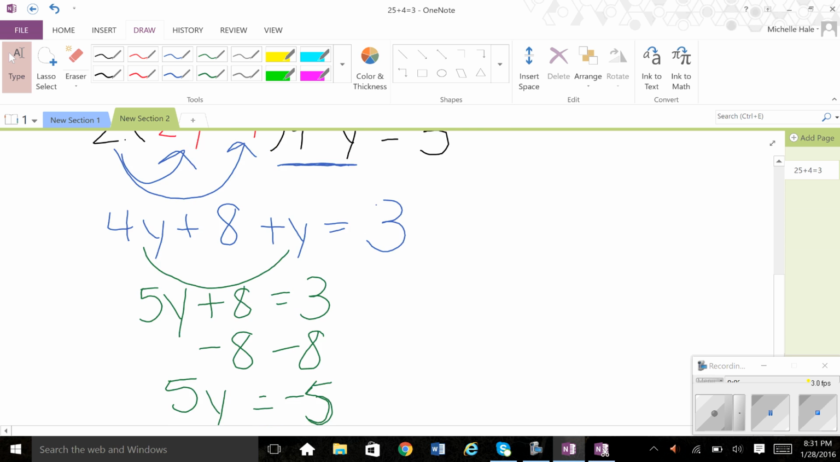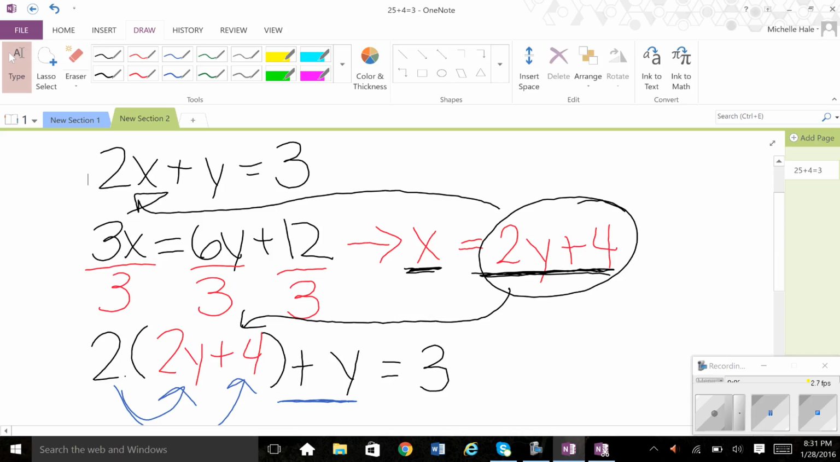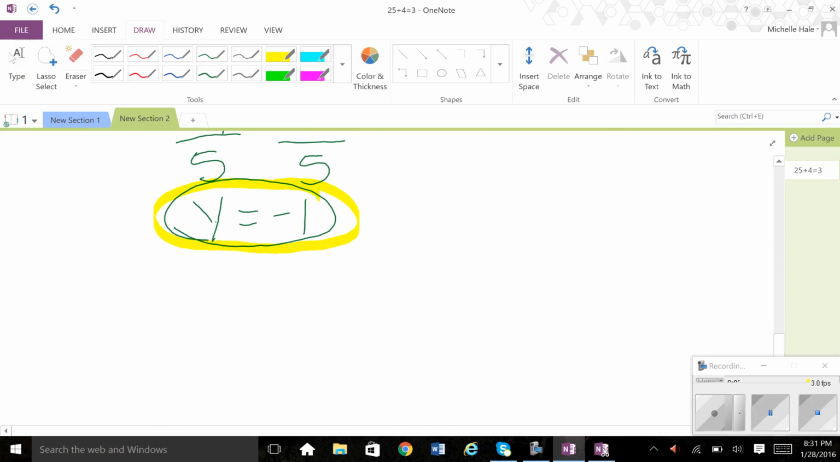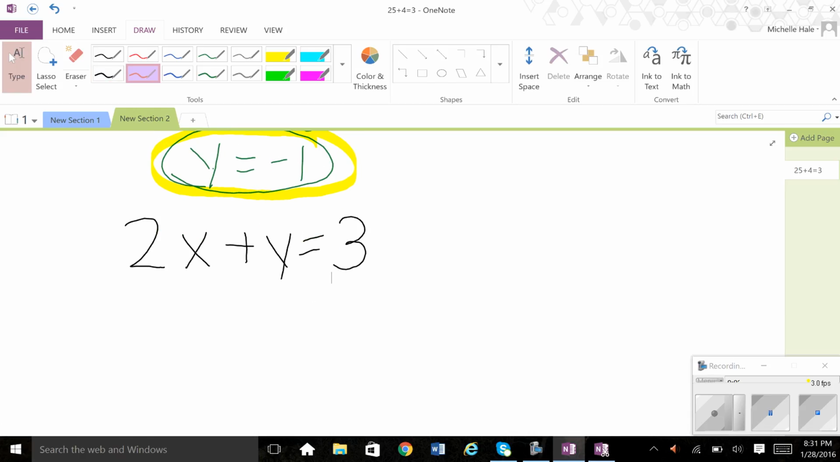Then we want to take any of our original equations. So we have this 2x plus y equals 3, and we have this 3x equals 6y plus 12. I think the first equation is simpler. So I'm going to take that 2x plus y equals 3, bring it back down here. I'll write the full thing again. Okay, so now I'm going to take this y and substitute it in for this y. So since y equals negative 1, we can plug in negative 1 for y in that equation.